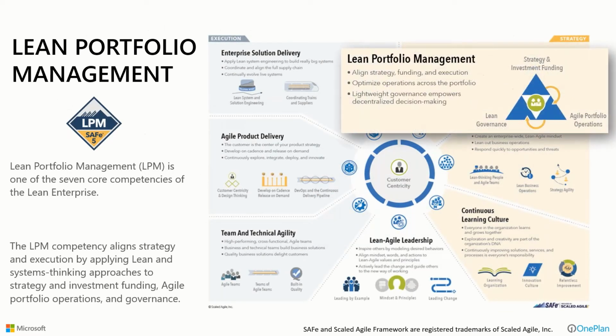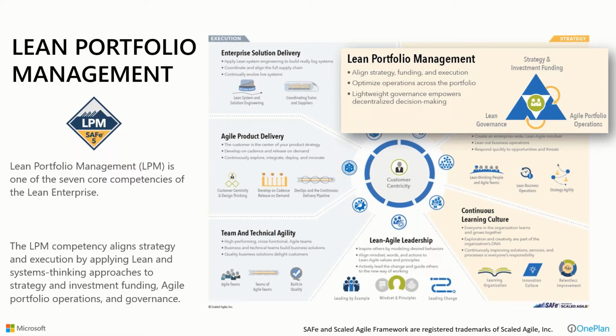So hence, we're finding that organizations are really adapting and opening themselves up to more lean portfolio management capabilities or approaches. Lean portfolio management is embodied in the SAFe framework, the Scaled Agile Framework, and it's one of the 7 core competencies of what's called Lean Enterprise. It really is a competency that aligns strategy and execution by applying lean systems thinking approaches to strategy and investment funding and agile portfolio operations and governance.